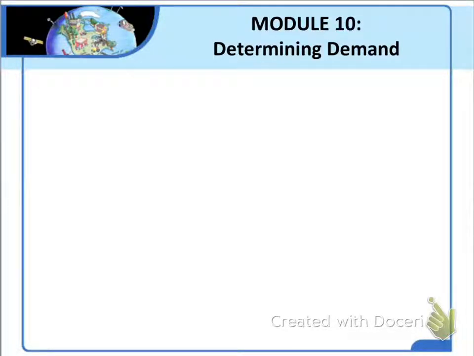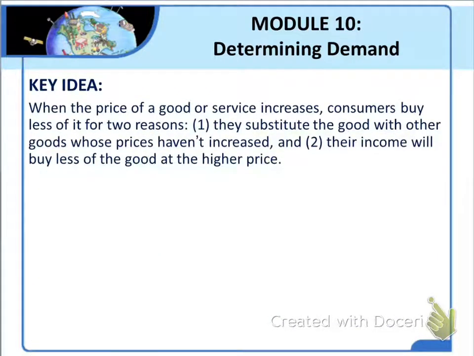So in this module, the key idea that you are going to focus on is that when the price of a good or service increases, consumers buy less of it for two specific reasons. Number one, they substitute the good with other goods whose prices have not increased. And number two, their income will buy less of the good at the higher price. This is the explanation behind the law of demand.